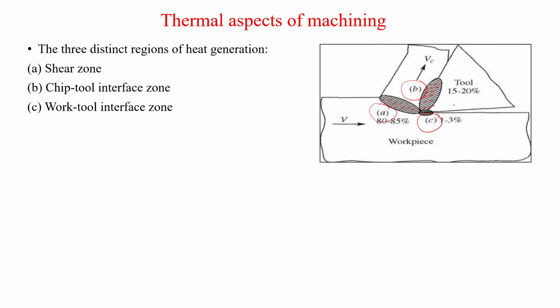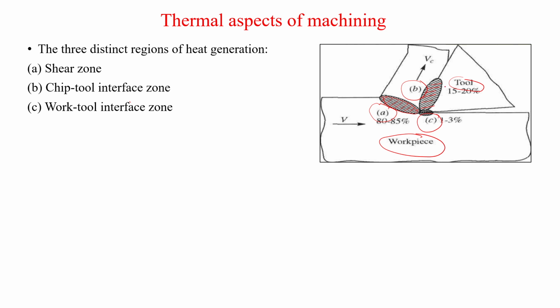Whenever a tool machines a workpiece, what is the first step? The first step is the plastic deformation of the material. After the plastic deformation, the chip gets sheared from the workpiece and starts flowing on the rake surface. So this region A, where the chip gets sheared, is called the shearing zone.